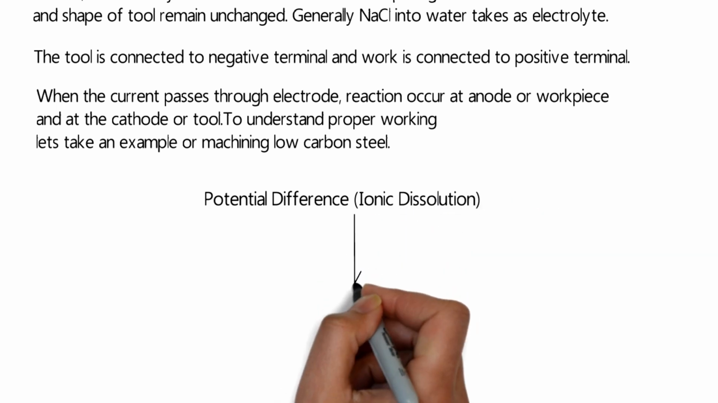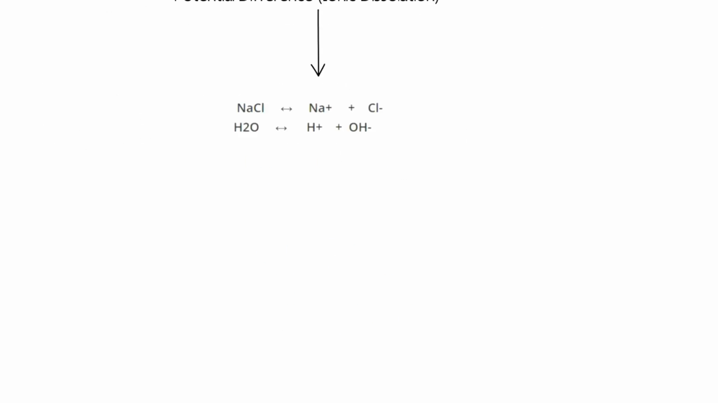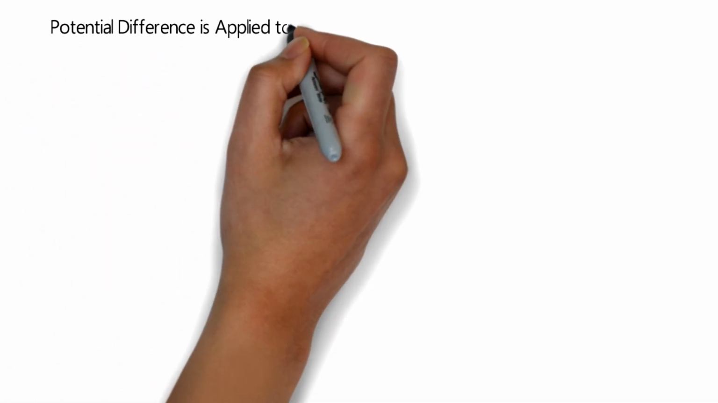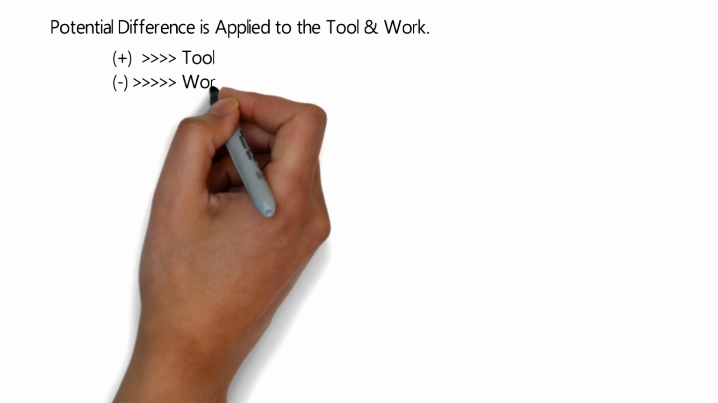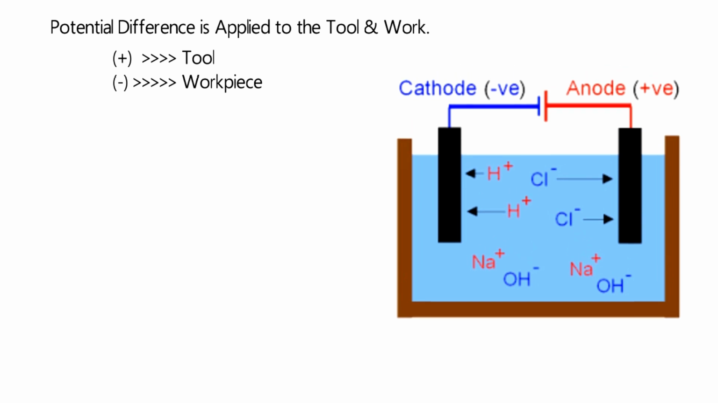in the electrolyte. As the electrolyte consists of NaCl and water, that is H2O, the ionic reactions are as follows: the NaCl splits into Na plus and Cl minus, and H2O splits into H plus and OH minus. That is the ionic dissolution in the electrolyte. So guys, when we apply the potential difference between the tool and the workpiece, the positive ions go to the tool, that is from anode to cathode, and negative ions go to the workpiece. That is on the basis of Faraday's law of electrolysis.